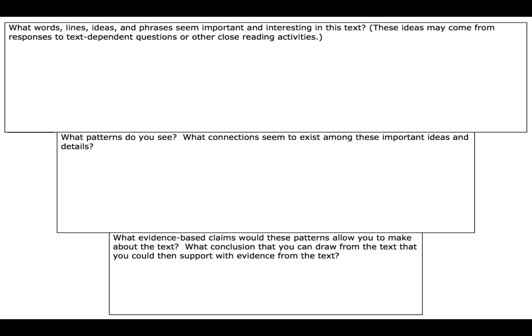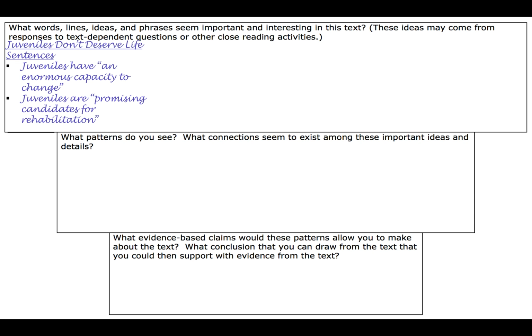From the get-go, okay? Now, let me back up for a minute and talk about this worksheet. So it starts off as very broad, okay? The question says, what words, lines, ideas, and phrases seem important and interesting in the text? And of course, in parentheses, these ideas may come from responses to text-dependent questions or other close reading activities. So what I want to do is find at least 3 pieces of evidence that connect to the point of view that I already have, that I do not believe it is ethical for a juvenile to be sentenced to a life term, okay?